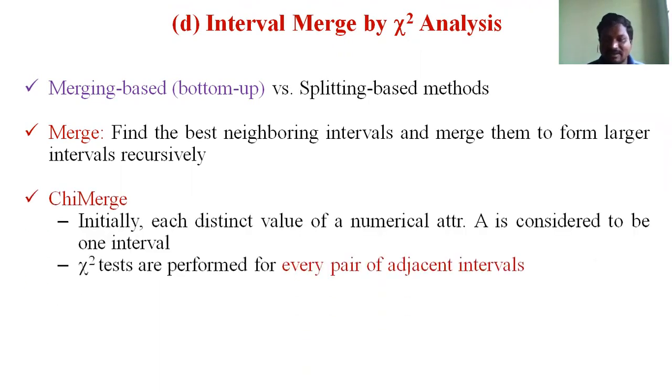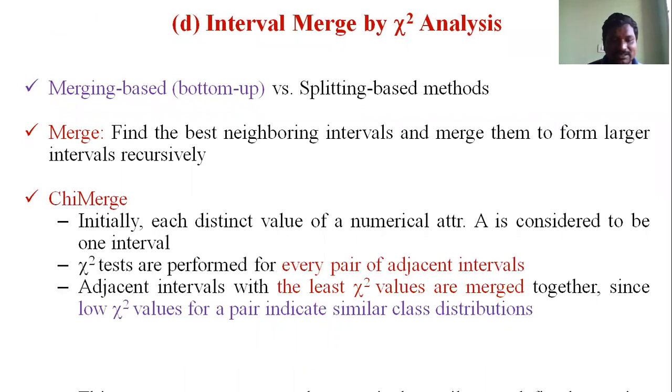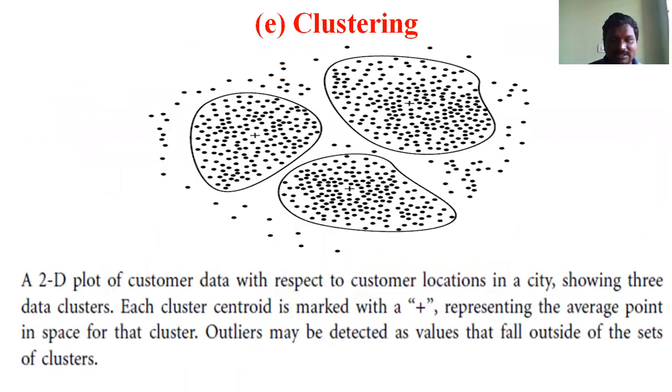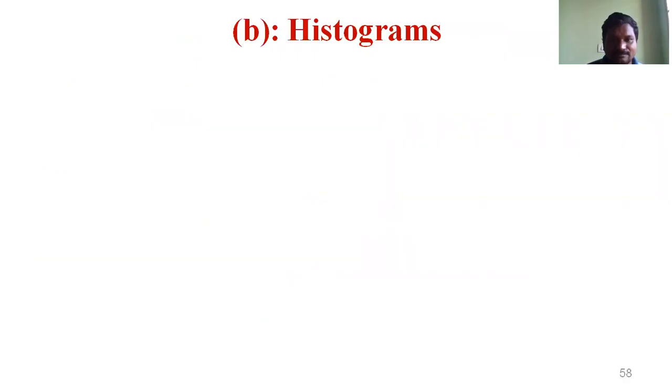Initially, each distinct value of numerical attribute A is considered to be one interval. Chi-square test is performed for every pair of adjacent intervals here. Here, there is adjacent interval information. This is an interval and that is an interval information.